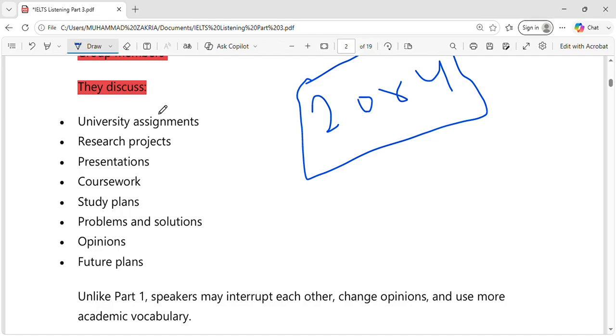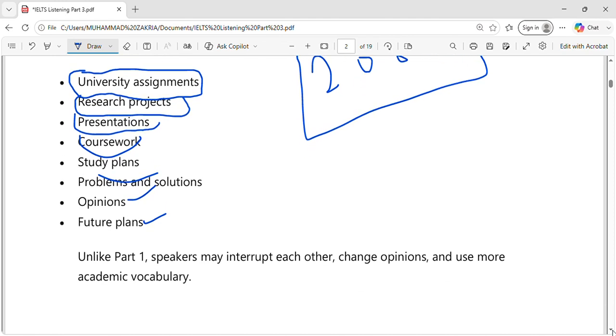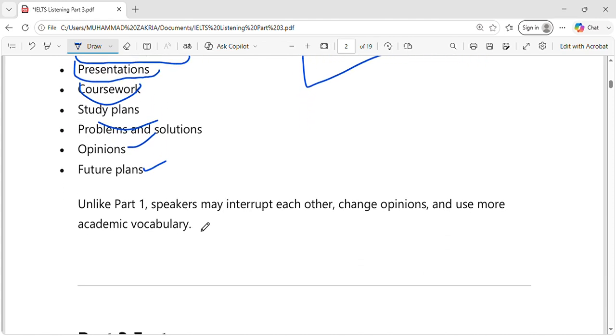The two or four speakers speak about the university assignment, research project, presentation, coursework, study plans, problem solution, opinion, future planning. It depends on what they give. But just remember that, unlike part one, speakers may interrupt each other, change opinion, and use some academic vocabularies.